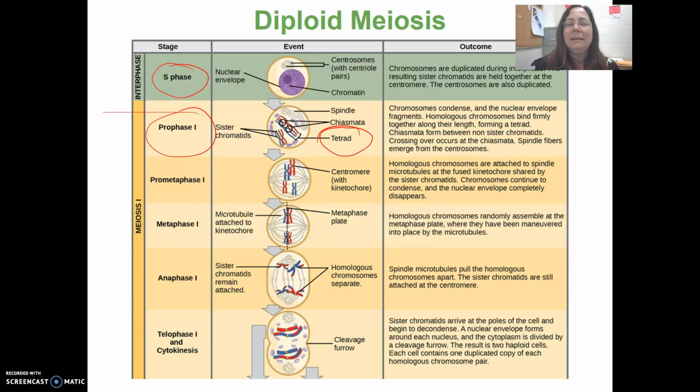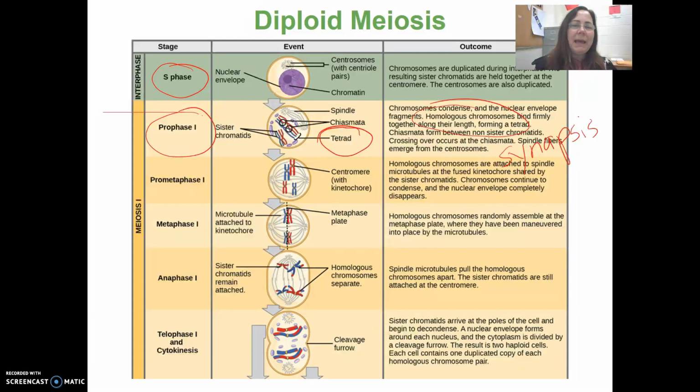So the main thing that happens in prophase 1 that's different from prophase of mitosis is that the homologous pairs match up. This process is called synapsis. I'm trying to find a place to write this, synapsis. When the homologous pairs match up, it's called synapsis, and what they form is called a tetrad.